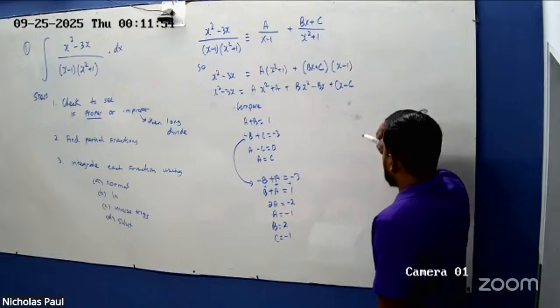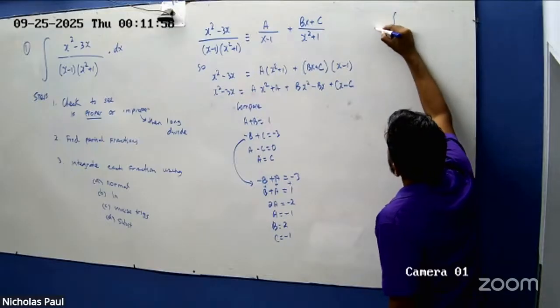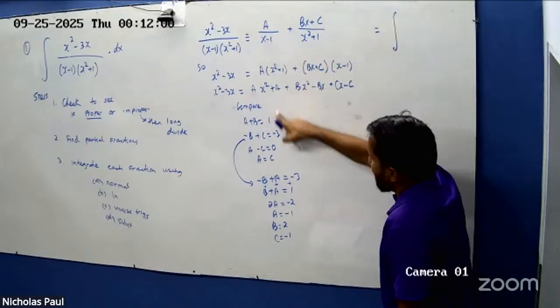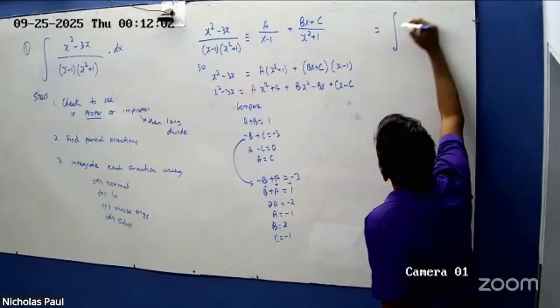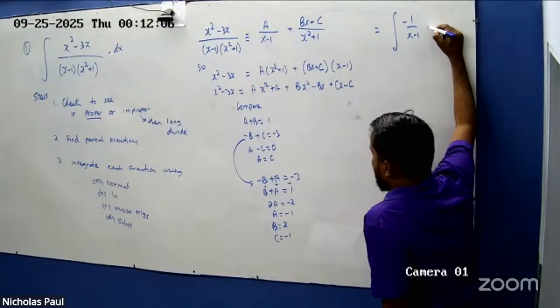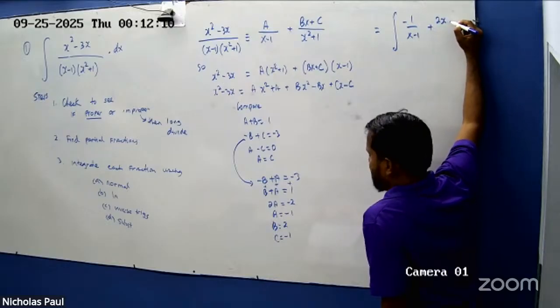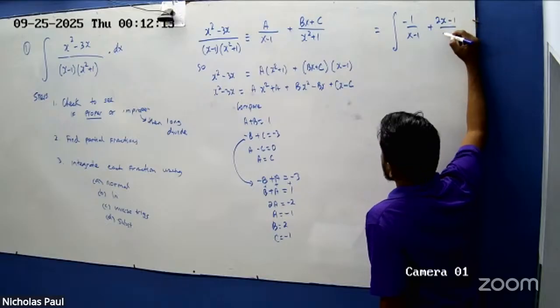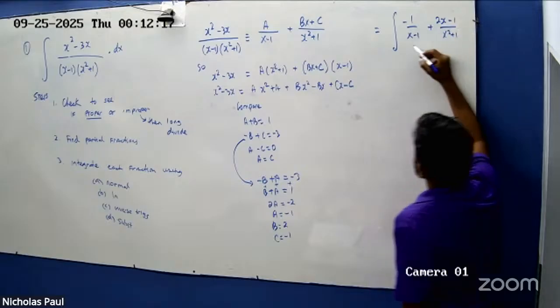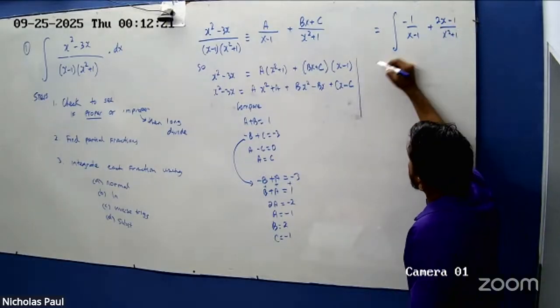So now the second part is to integrate. A is minus 1, so it's minus 1 over x minus 1. B is 2, so that's 2x, and the c is minus 1. Nice. So I can see the integral here.